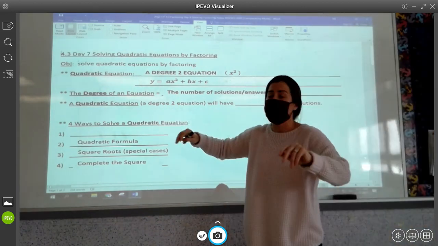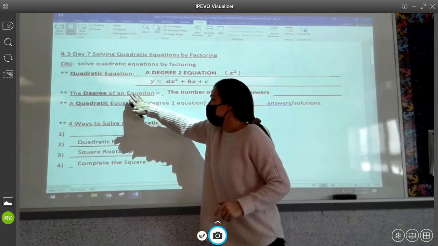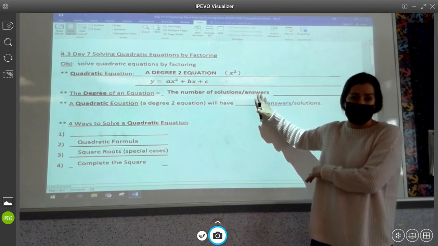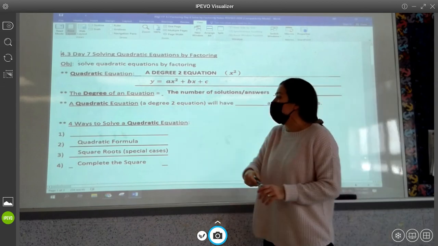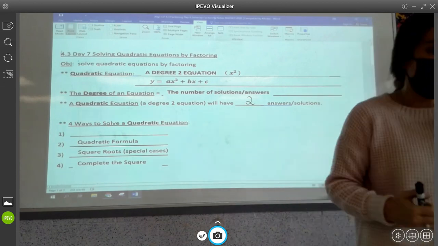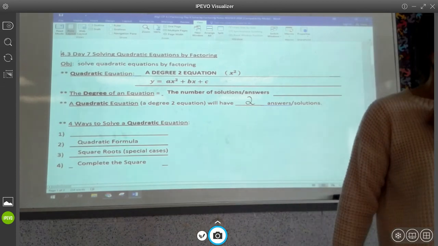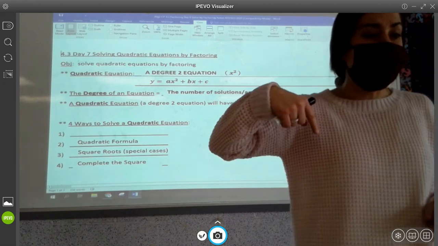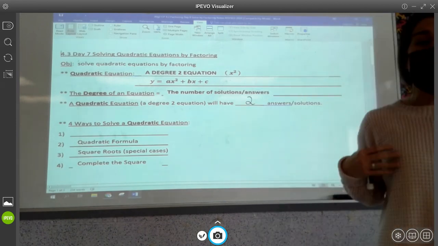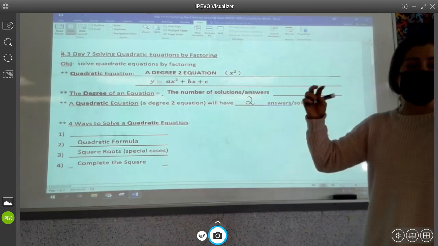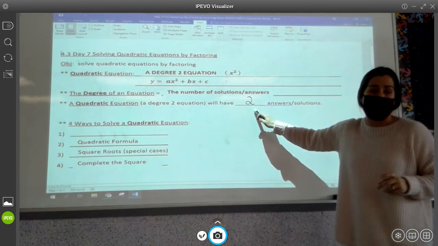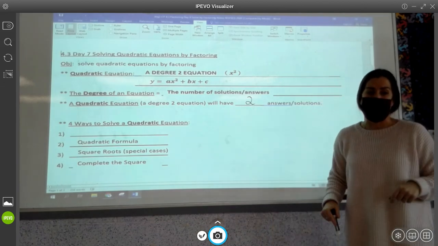All right? Just to give you a little bit of a hint, the degree of an equation is always equal to the number of solutions or answers it has. So a degree 2 equation, guys, is going to have 2 answers. So when you solve a quadratic equation, you should get 2 answers. Back in chapter 1 and 2, when we were solving linear degree 1 equations, we got 1 answer. So that's always a good kind of cheat sheet. Whatever the degree of the equation is, that's how many answers you should get when you solve it.